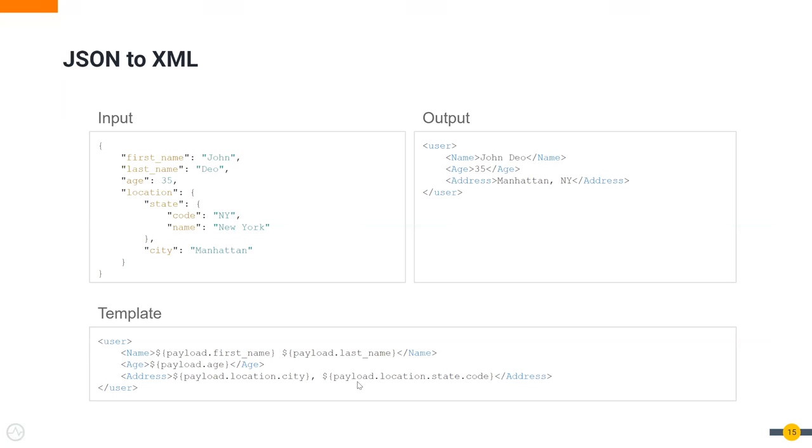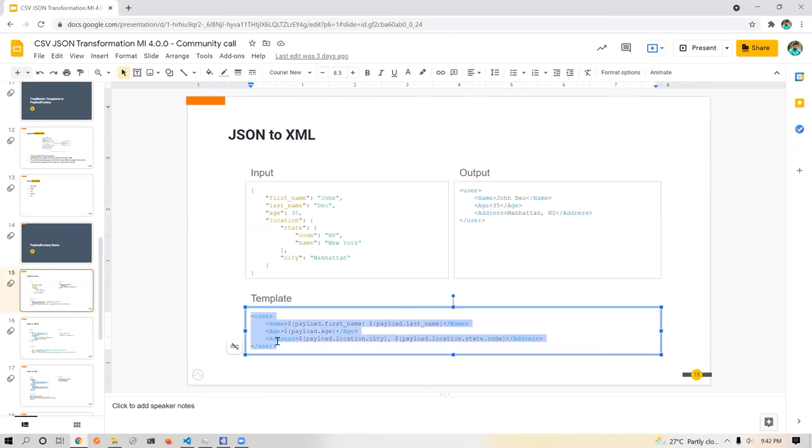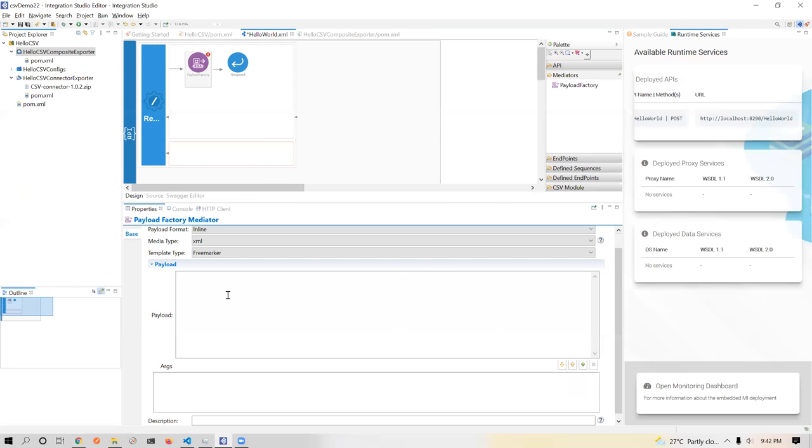Yeah, that's okay. And then payload.location.state.code. Location state code. So that's it. So I'm just going to copy the template down and go to Integration Studio, and we need to write down our template here.